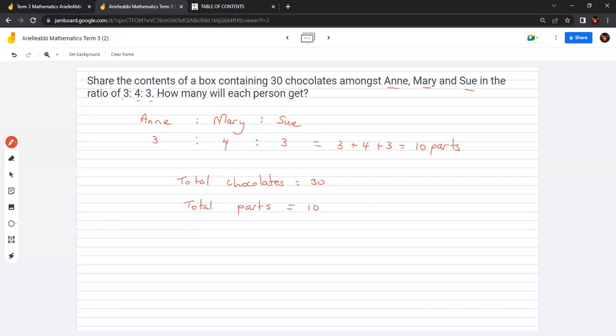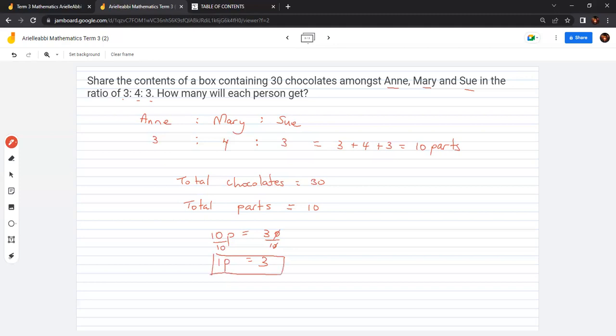Your goal is always to find for one, given the information given. So I know that 10 parts is equal to 30. So to find for one part, I could say 10 divided by 10 is 1. But whatever I do to this side, I must also do to this side. So 30 divided by 10 is 3. So one part is 3 chocolates.